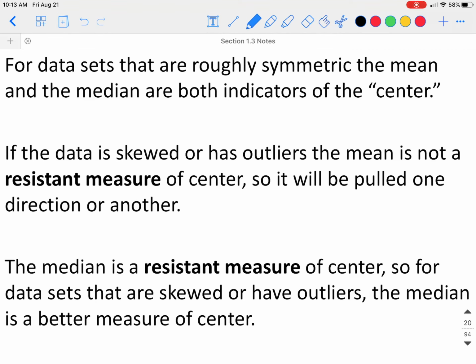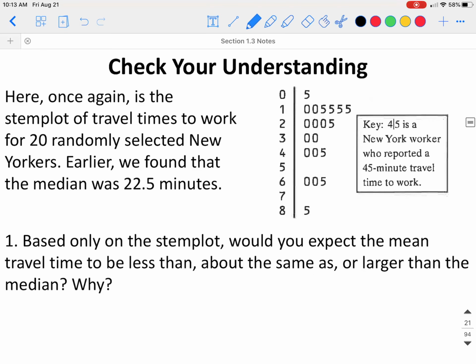For data sets that are roughly symmetric, the mean and the median are both indicators of the center. But because the mean is not a resistant measure of the center, it is affected by skewness and outliers, so it is pulled in one direction or another. The median, on the other hand, is a resistant measure of center. So for data sets that are skewed or have outliers, the median is a better measure of center. So if a data set is symmetric, you can use the mean or the median. But if a data set is skewed or has outliers, when discussing the center, you should use the median.